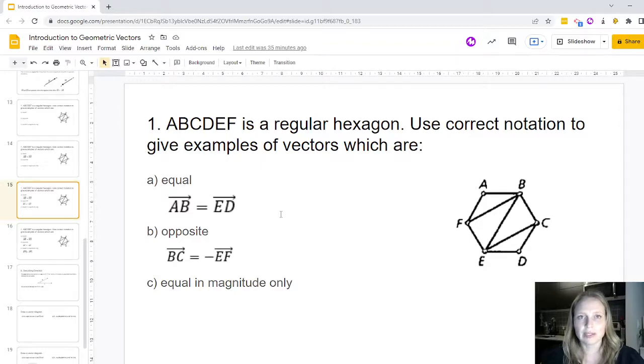So vectors that are equal in magnitude only, so not direction, would be, for example, AF and FE. Because this is a regular hexagon, those two lengths are equal, but they do not have the same direction. So another example would be ED. The magnitude of ED is equal to the magnitude of DC, and so that's how we write the magnitude.